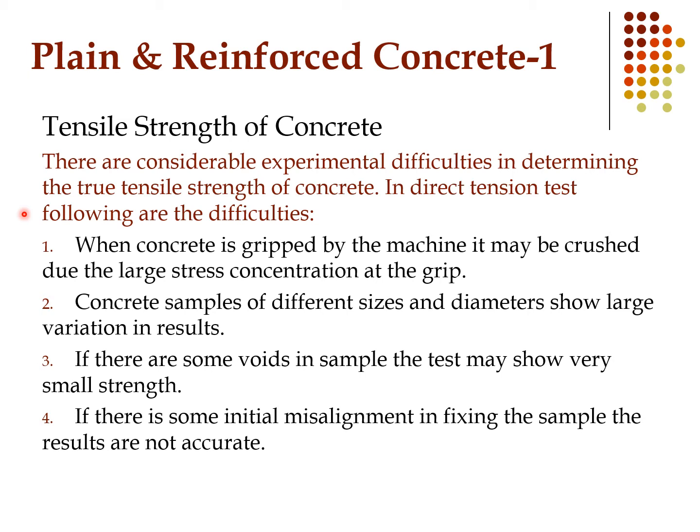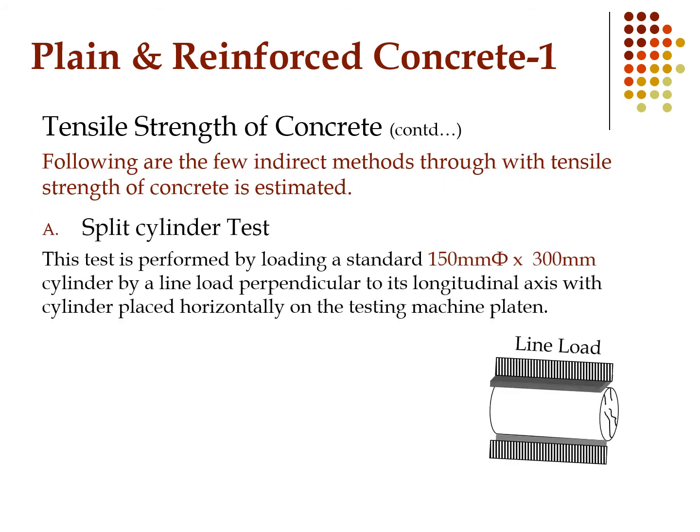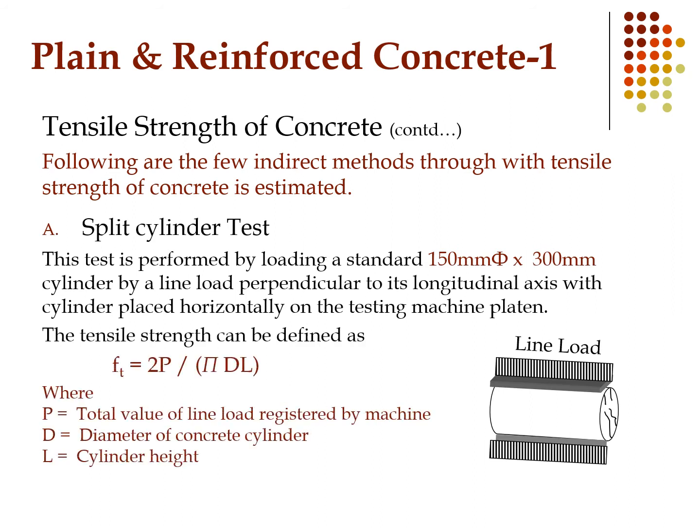Again, in the third point, if there are some voids in the sample, the test may show very small strength. If there is some initial misalignment in fixing the sample, results may not be accurate. So, just as we perform a tension test on steel rebar, we cannot perform the same test on the concrete specimen. So there are some indirect methods by which we can determine the tensile strength of the concrete.